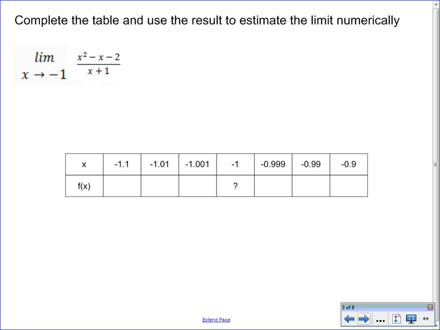This is another way of looking at the limit. This is not going to be a strategy that we're going to use very often. We're just getting the concept right now. What's happening? You can use your calculator.